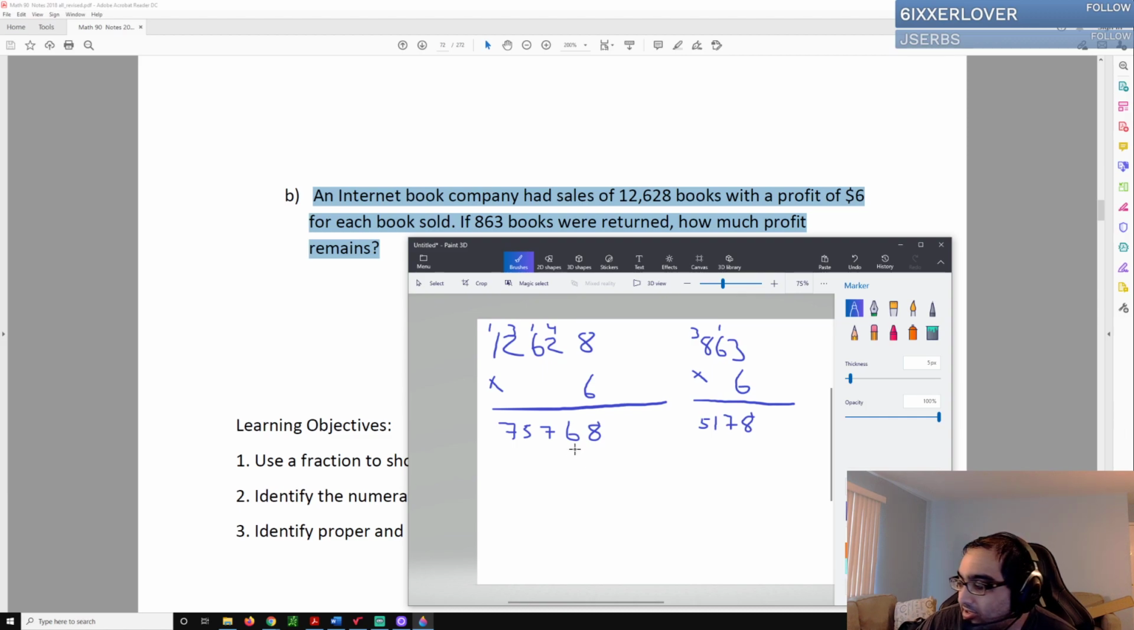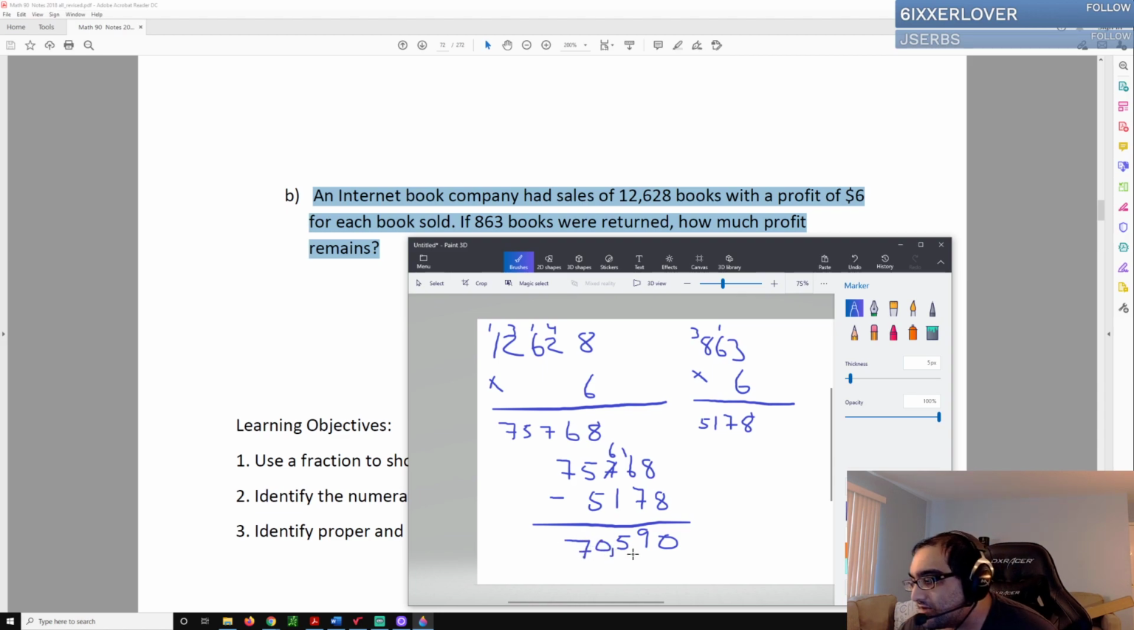So now we're just going to subtract both of these values. Again, just doing one step at a time here. Don't forget to line up these numbers here. So 8 minus 8, 1. We'll make that a 16. That becomes a 6. 16 minus 7 is 9. 6 minus 1 is 5. 5 minus 5 is 0. And 7. So that's correct here. $70,590 is the correct answer.